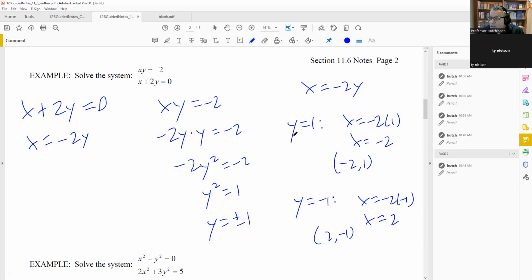We can check both of these to make sure they both work here. -2 times 1 will give you -2, so it does work for the first equation. -2 plus 2 times 1, you get -2 plus 2, that does give you 0. So yes, the first point does work. Second one will check also. You still have 2 times -1, which is -2, that works. A +2 here, and if you put a -1 in there for y, that gives you a 0. So yes, both of these are going to be your answer.